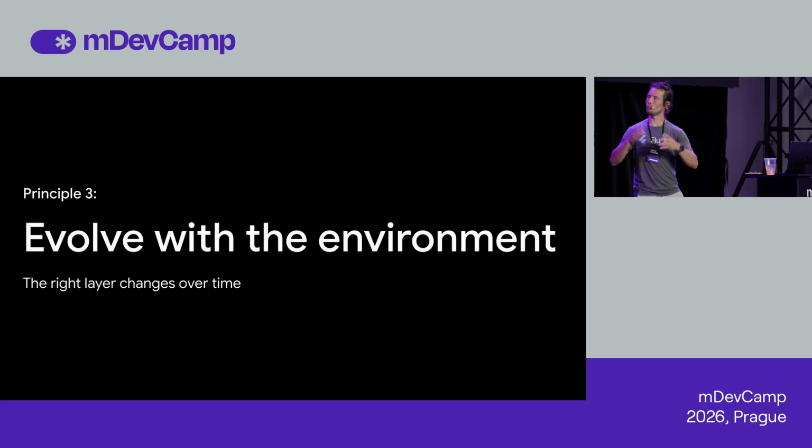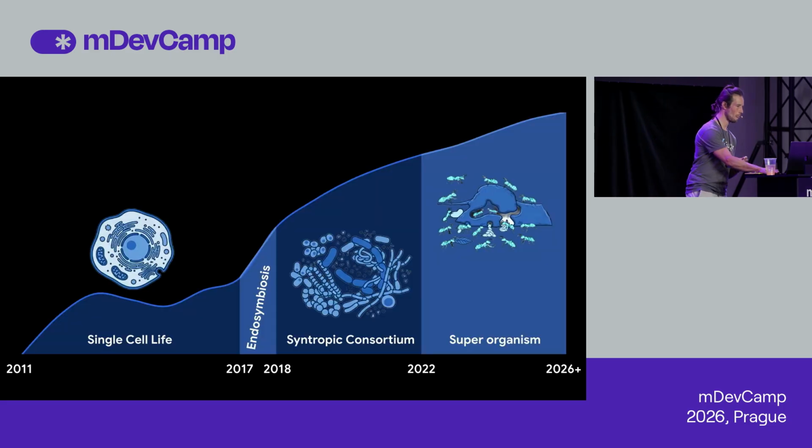OK, the next one is a bit of a more philosophical one. I called it evolve with the environment, which is that what layer you should solve a problem on might change over time. So if I go back to this nice picture, we see that in the beginning, it's not so much Dart. And in the end now, a lot of people are writing Dart. And what I alluded to earlier is that many more capabilities in our ecosystem are written by people outside of Google than inside of Google.